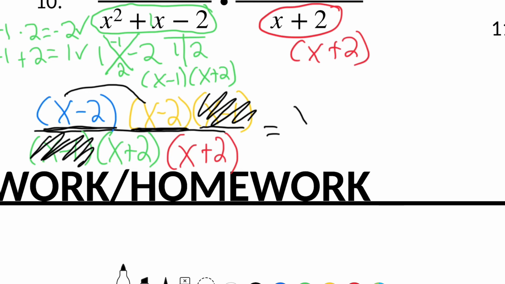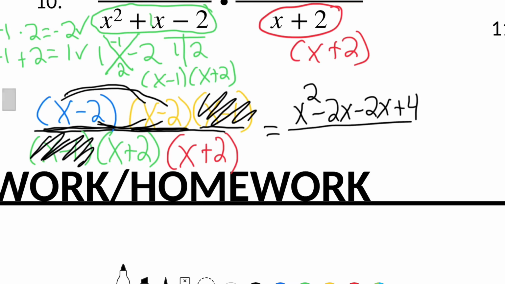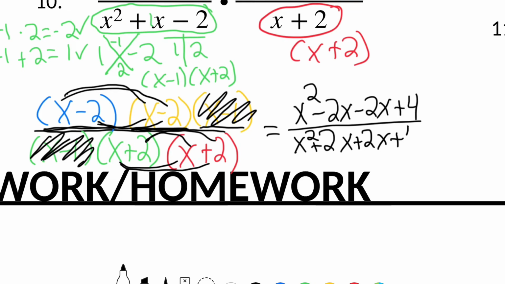So x times x gives me x squared. x times negative 2 gives me negative 2x. Negative 2 times x gives me negative 2x. And negative 2 times negative 2 gives me positive 4. Then we have x times x in the denominator. x times 2 gives me positive 2x. 2 times x gives me positive 2x. And 2 times 2 gives me positive 4.